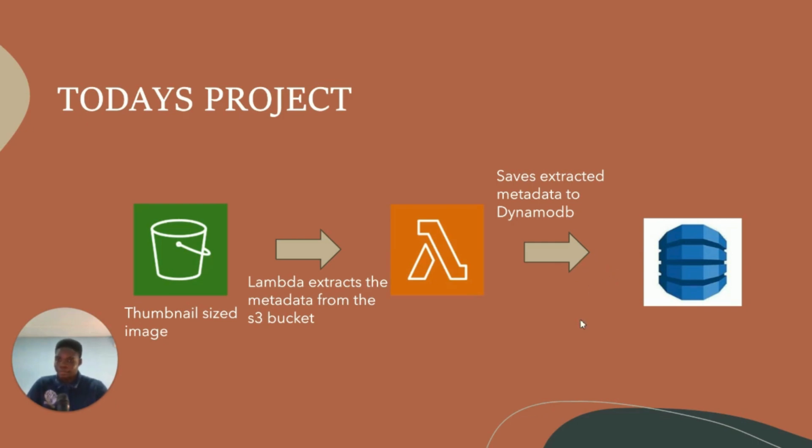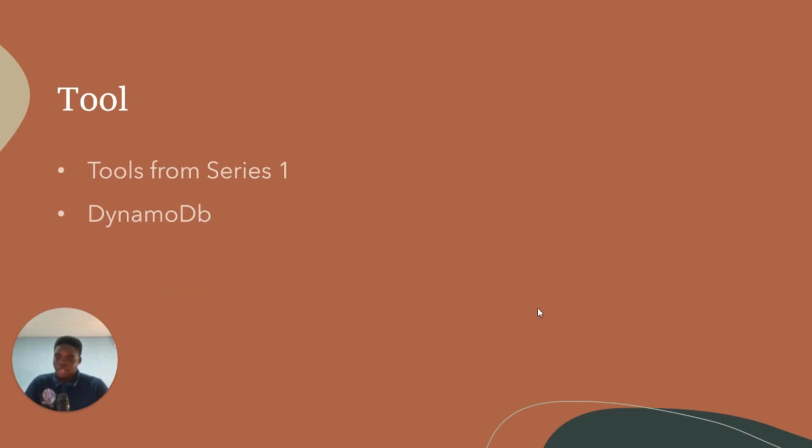So what are the tools we're going to use for this series, which is series 2 out of 3? We're going to use the tools from series 1. So the SAM, the Serverless Application Model, is still going to be there. S3 bucket is still going to be there. Lambda functions are still going to be there. We're still going to be using the AWS CLI. And we are also going to introduce a new tool to this series, which is DynamoDB.